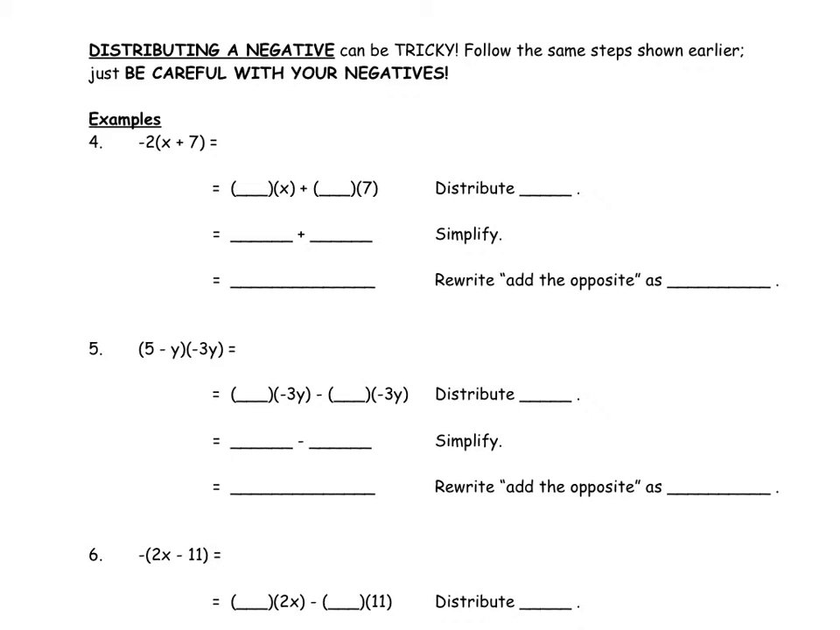Okay, distributing a negative can be tricky. Follow the same steps that we've shown earlier, but you need to be careful when multiplying negatives. This is hugely important because a lot of you like to drop negatives. So we'll just underline, let me make this bigger. We're going to highlight this part. Be careful with negatives, super important. Okay.